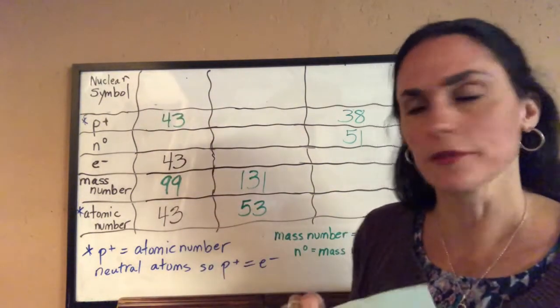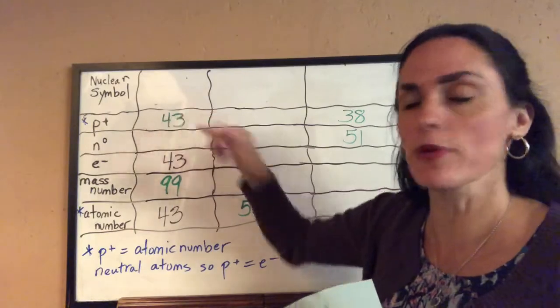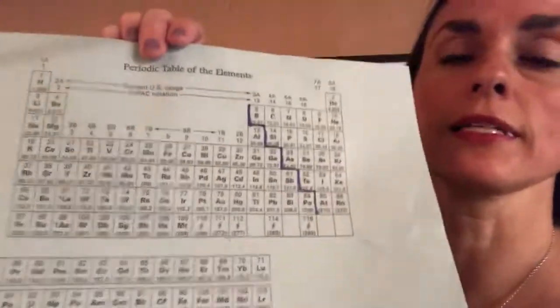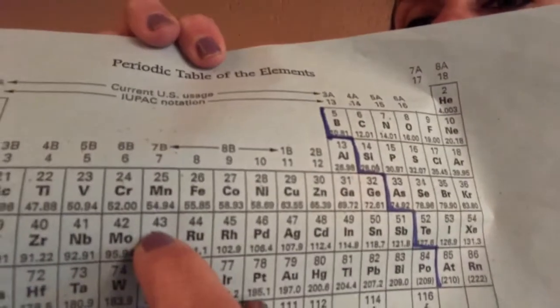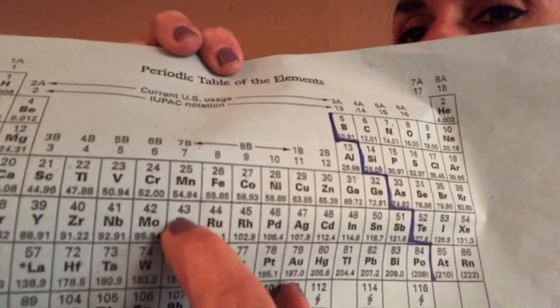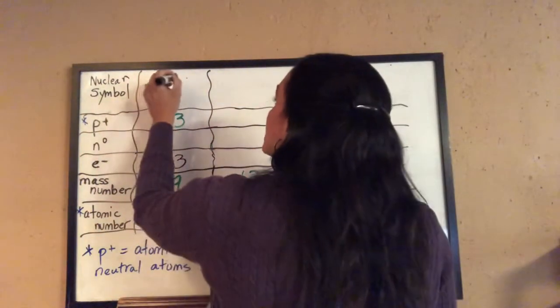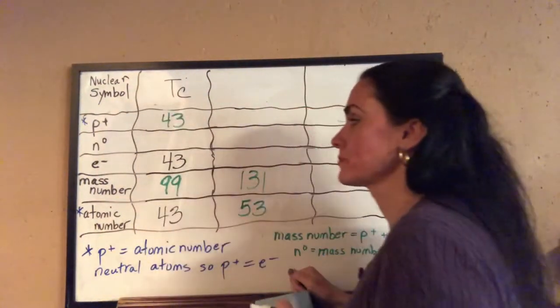Say symbol, how am I going to get the symbol? 43 protons is the same as the atomic number. You're going to look on the periodic table and find atomic number 43. Atomic number 43, okay, remember the atomic number on the periodic table is on the top. Atomic number 43 has a symbol Tc. Okay?